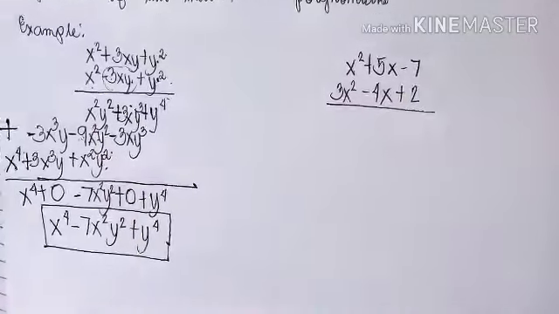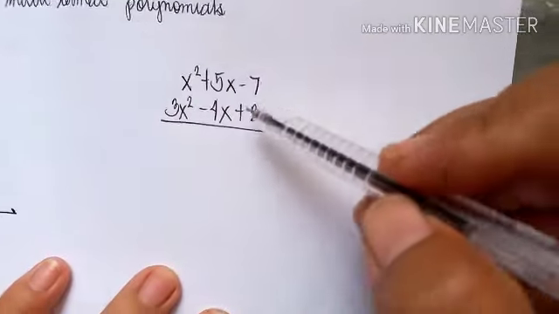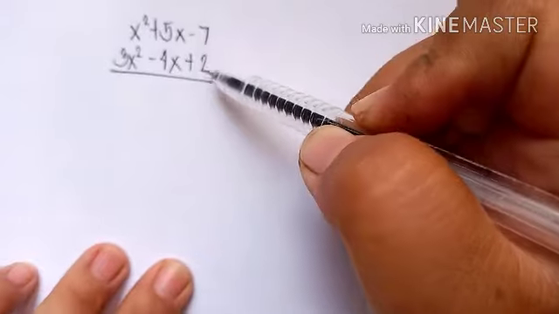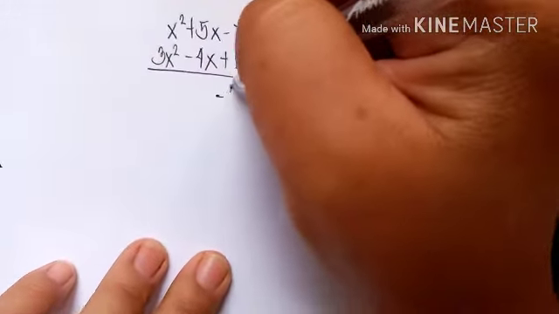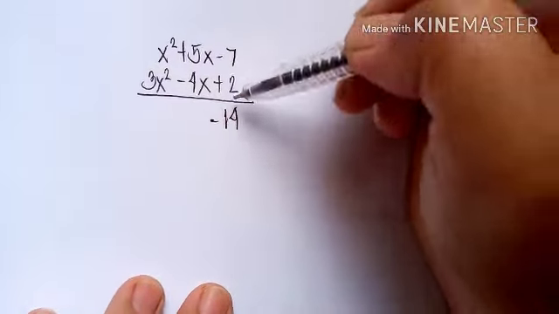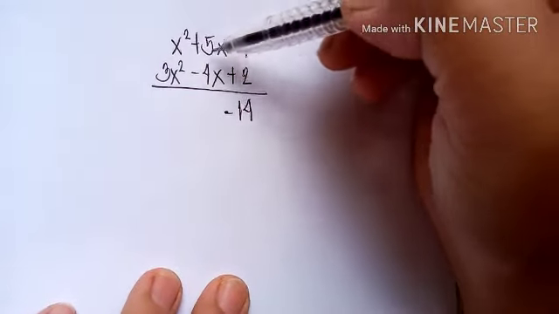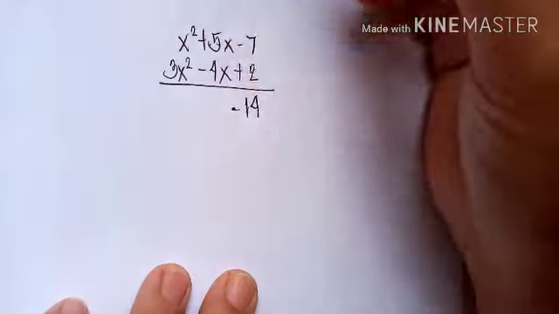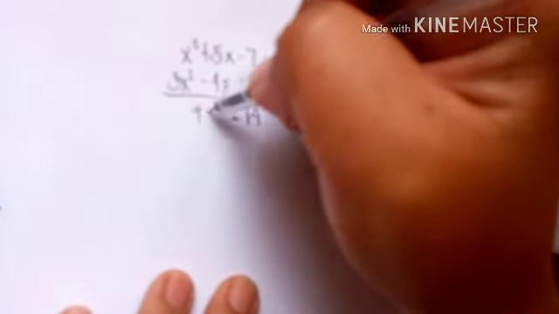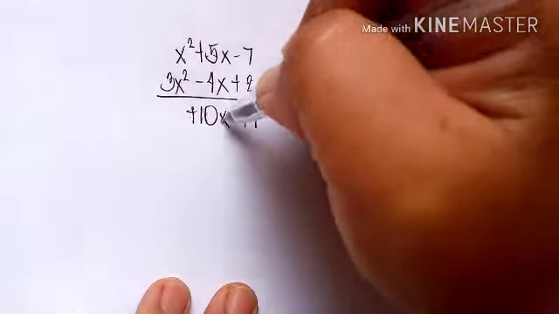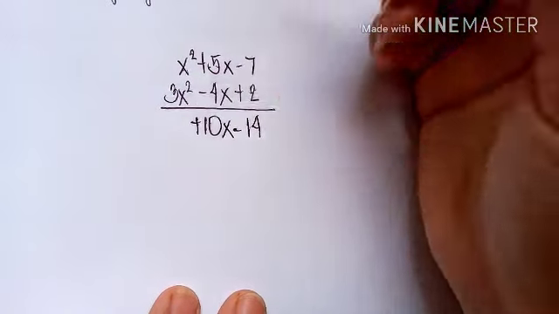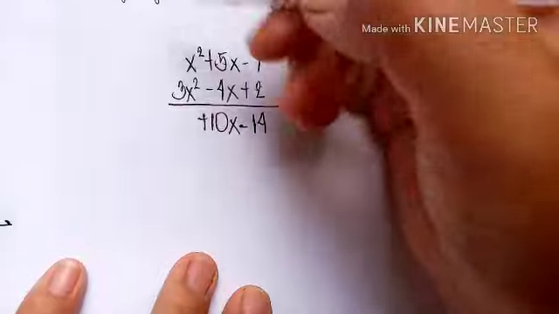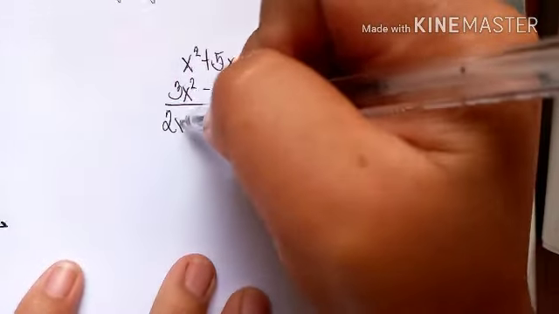So doing it here, let's multiply the last terms first. So we have positive 2 times negative 7, that would be negative 14. We have 2 times your 5x, that would be positive 10x, and positive 2 times x squared, that would be positive 2x squared.